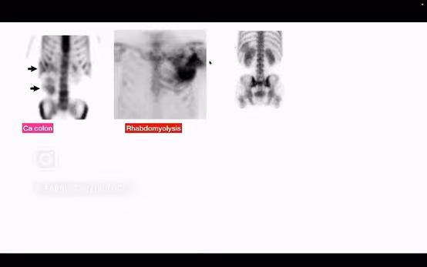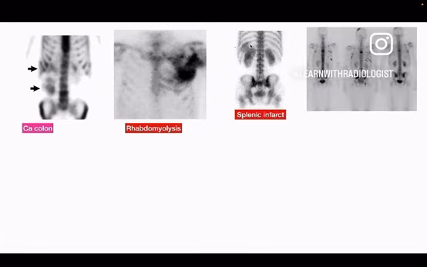And there is increased uptake into the left scapular region on the AP bone scintigraphy, and this type of picture is in rhabdomyolysis due to any process. And there is increased uptake into the splenic region. This is the posterior view. So this is the spleen, and this is a case of splenic infarct.